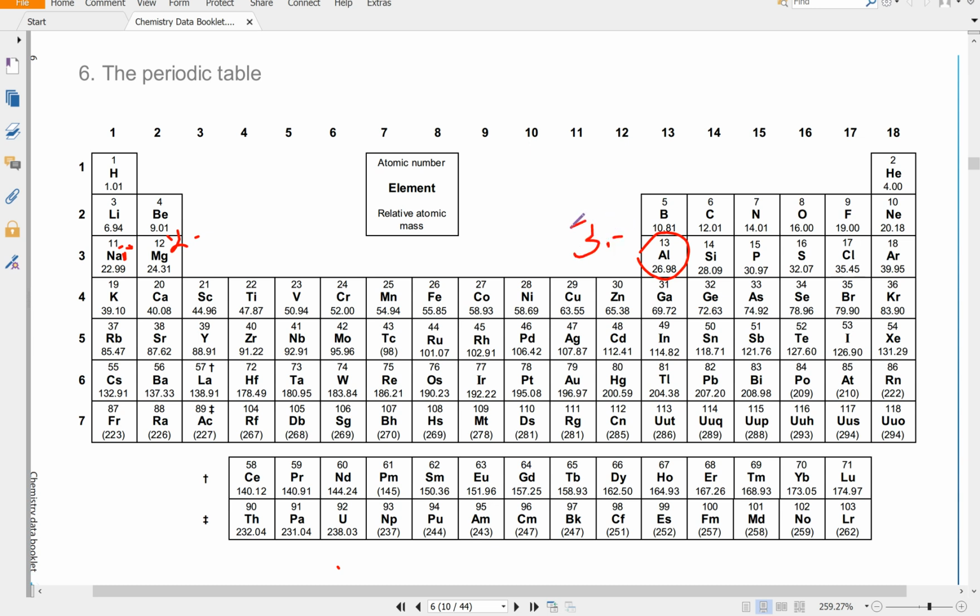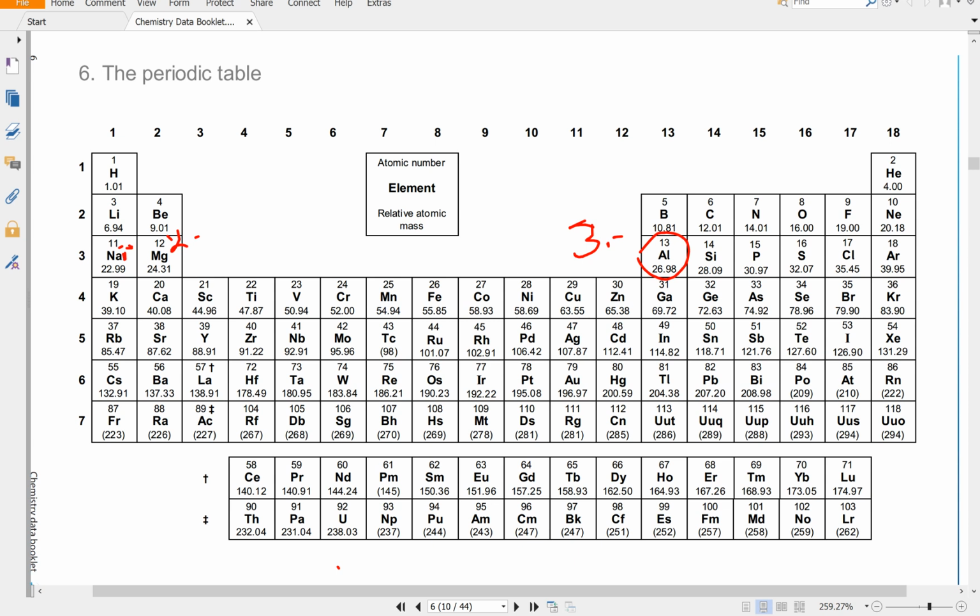So when you are going from the left to the right, because the number of delocalized electrons increases and the charge of the nucleus increases as well, the metallic bond becomes stronger, so the melting point of the metal increases. It means aluminium has a greater melting point than magnesium, and magnesium has a higher melting point than sodium.